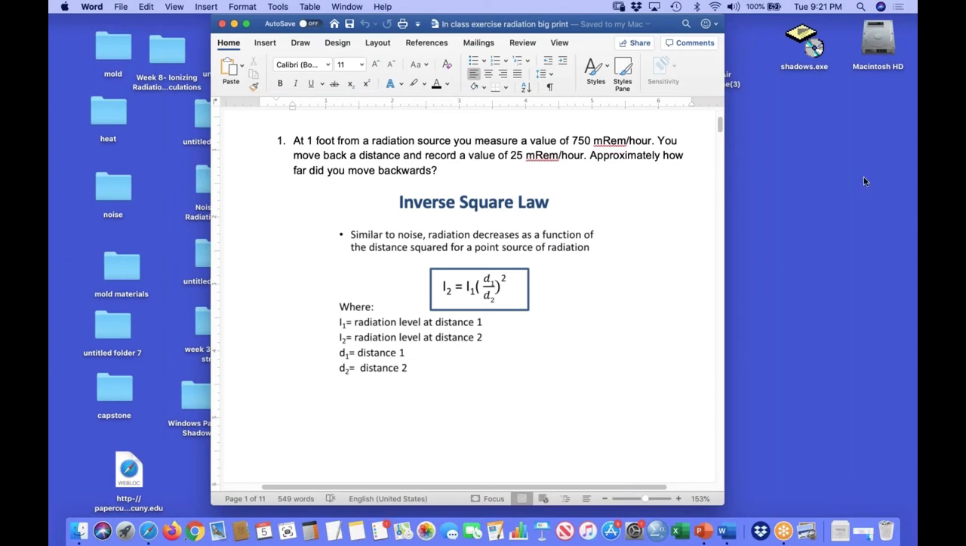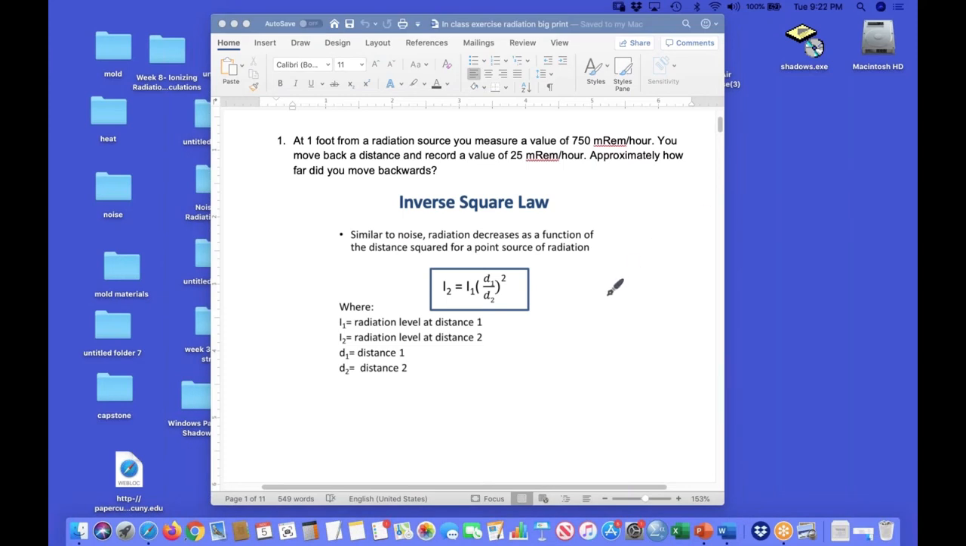let's see, maybe we can do them together here. Okay, so I2 is going to be 25 millirem, equal to I1, which is 750 millirem, times the ratio of the distances squared. D1 is the initial distance, which is, what was the initial distance? 1 foot. So 1 foot over D2, which is what we're going to solve for.